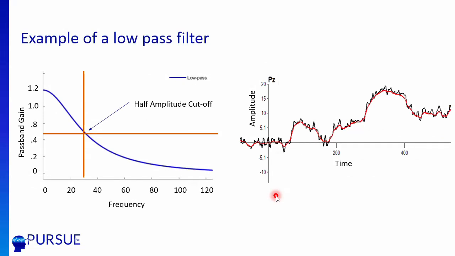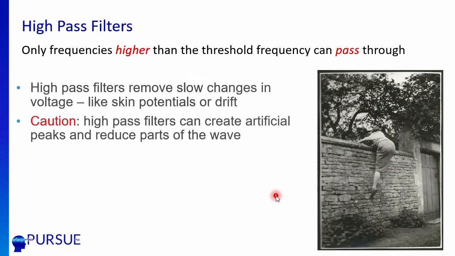So again, this is an example of a low pass filter. You can see in that example that we saw a moment ago how it's a little bit smoother with this low pass filter applied. Now, high pass filters, on the other hand, are only going to pass frequencies that are higher than whatever threshold you set, which is why I said this is counterintuitive, right? Whatever value you set, frequencies higher than that value are going to pass through.